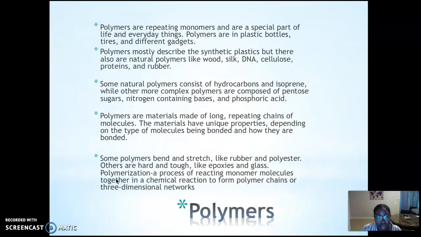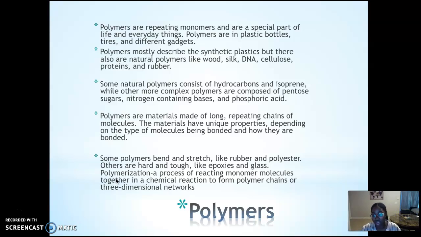So polymers. Polymers are repeating monomers and are a special part of life and everyday things. Polymers are in all types of things like plastic bottles, tires, and different gadgets. Polymers mostly describe synthetic plastics, but there are also naturally occurring polymers like wood, silk, DNA, cellulose, proteins, and rubber. If you want to think of a polymer, just think of it as something with a hydrocarbon backbone, basically just carbon and hydrogen repeating in a very, very long chain.